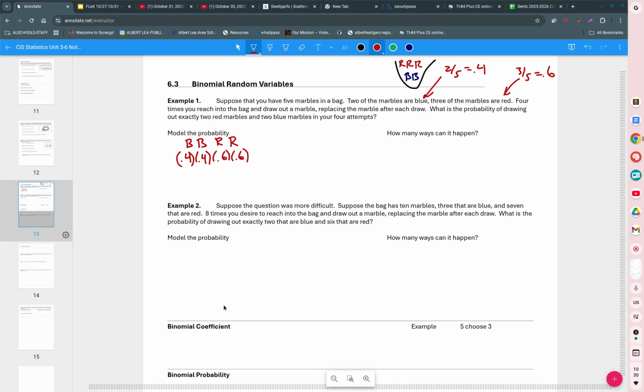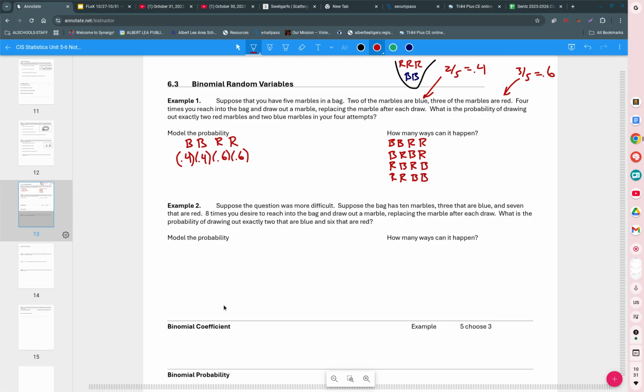Now, here's one thing that makes this interesting: in order to get 2 blue, you wouldn't have to draw 2 blue and then 2 red. There's another possibility, isn't there? Like, for example, I could draw 2 blue and then 2 red. What's another possibility to get 2 blue? Blue, red, blue, red. What else? Red, blue, red, blue. Red, red, blue, blue.